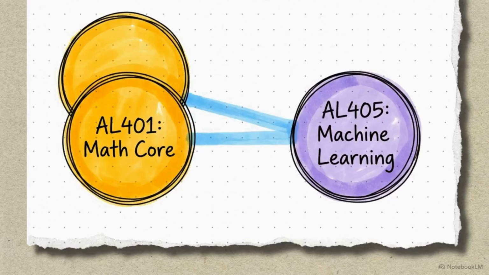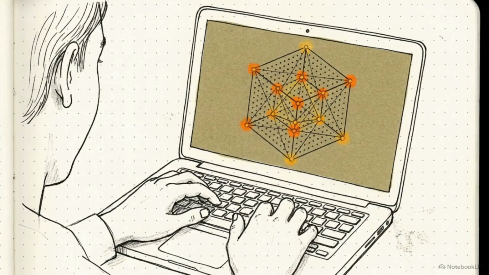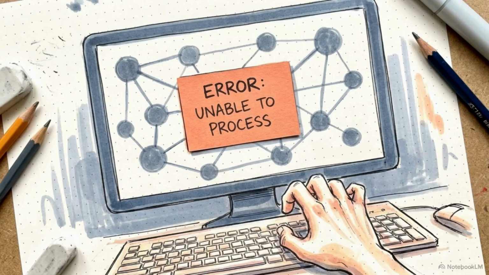The first pipeline is the AI and Math core, pairing AL 401, discrete structure and linear algebra, with AL 405, machine learning. Students often want to jump straight into AL 405 to train predictive models and run neural networks. However, attempting this without the underlying math leaves you unable to troubleshoot why a model is failing or how it is actually processing data. This chart illustrates that journey.